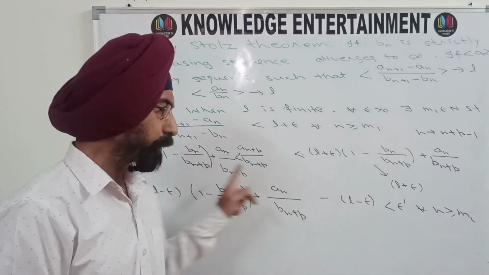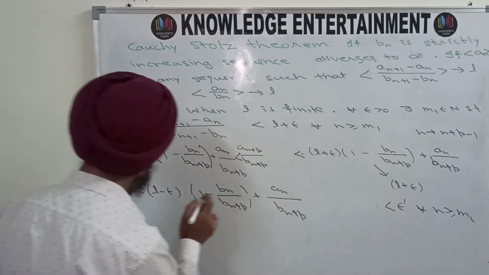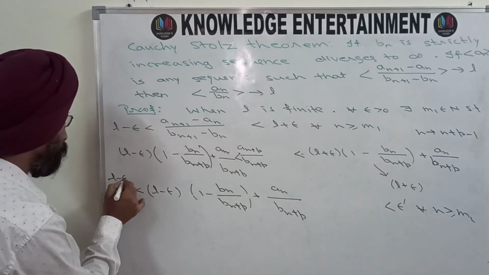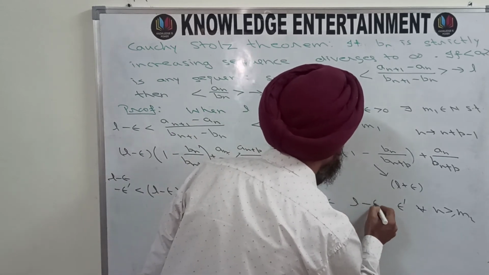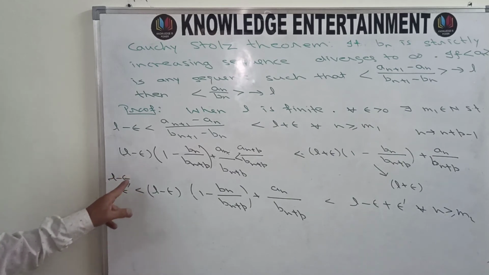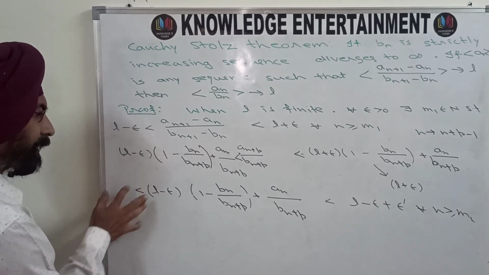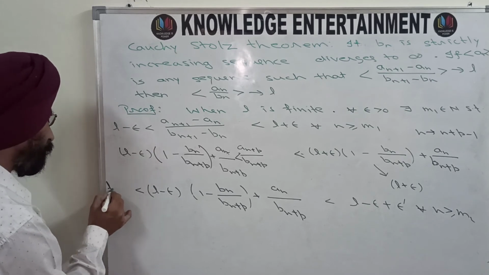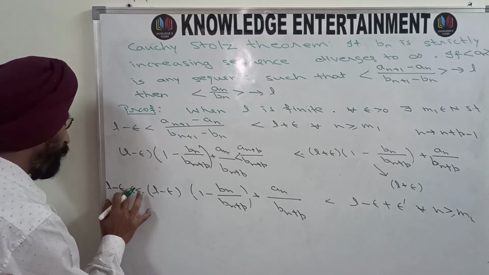Add this l − ε throughout the inequality. So this l − ε is going from here. You will get l − ε minus this. And here you will get l − ε plus ε dash. So minus ε dash, you can name it or term it as ε double dash. So I am writing here l, or let it be like this, no problem. Let it be like this.